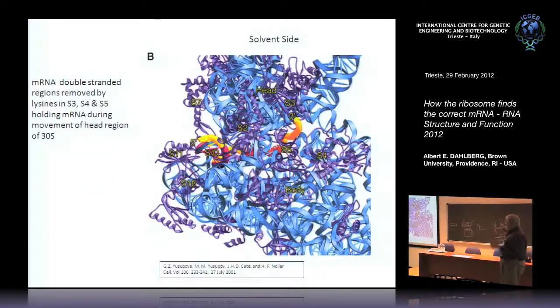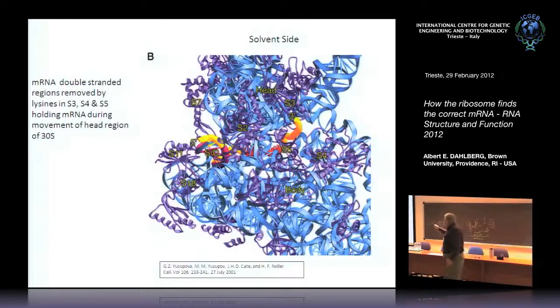And once again, looking at the message as it goes into the ribosome, you notice there are 3 proteins here, S3, S4, and S5. We talked about S4 and S5 yesterday, which were involved in the open, closed. They were on the back, and this is the back. The decoding is going on the other side over here.